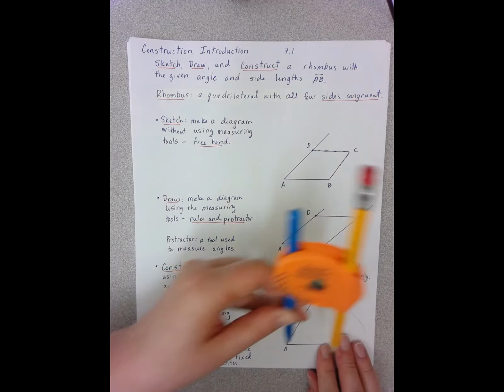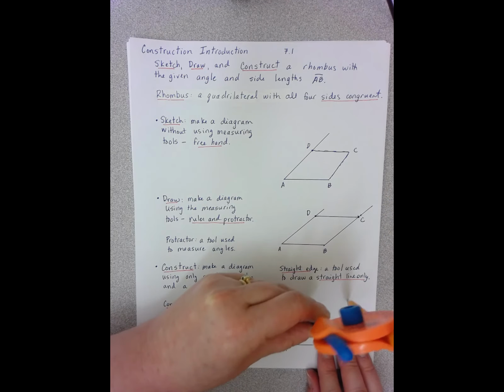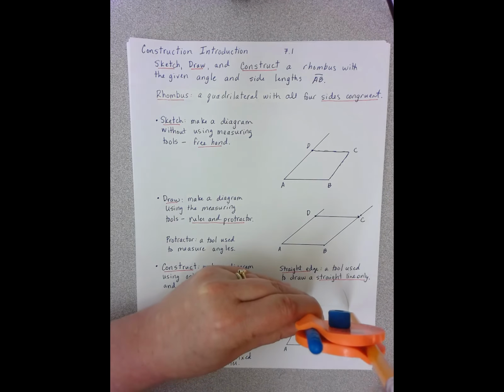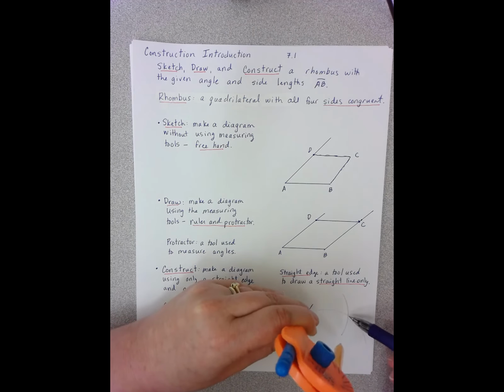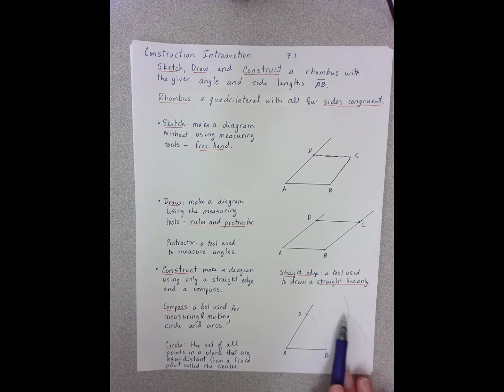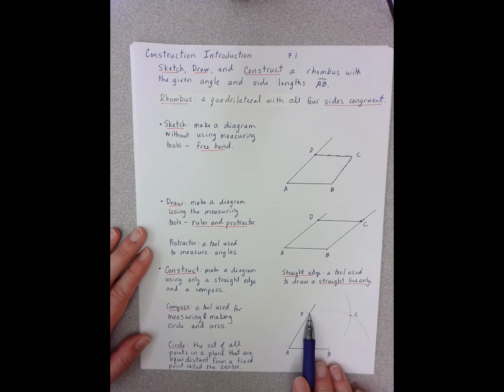I also know that my point C has to be the same distance from D. So now I have this lovely place where all of the points on this arc are the same distance from D. And where those arcs intersect, that is the place that has the distance from D to C being exactly the same as the distance from C to B, which is exactly the same as the distance from A to B and A to D.